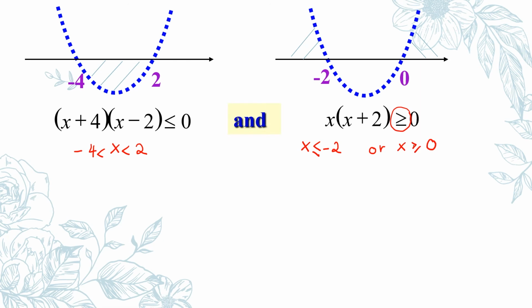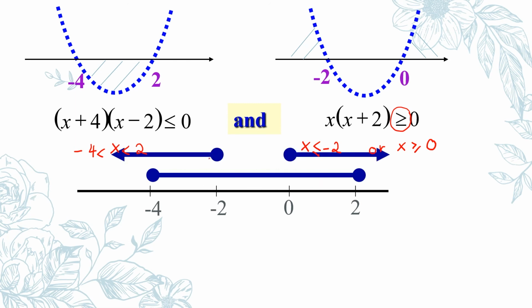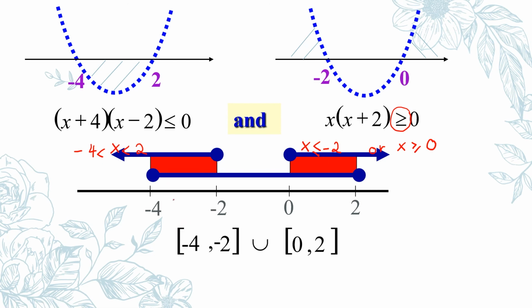Okay, we will combine these two answers, and since we are using "and", we are finding the intersection. So the answer here, x is in between negative 4 until 2, and we sketch x is less than negative 2 and x is greater than or equal to 0. So the intersection here will give us x is in between negative 4 and negative 2, and x is in between 0 and 2. So this is our final answer.